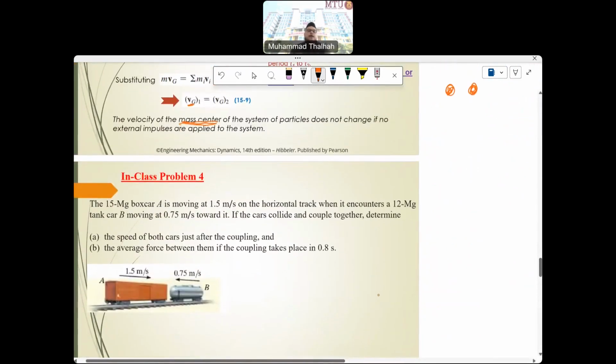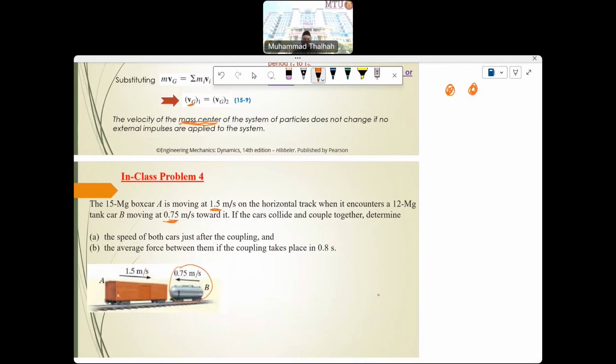So let's look at how things appear when there is no external force. Let's say, for example, this one: the cart on the left is, when this problem starts, already moving at 1.5 meters per second, and it encounters another tank car, a boxcar, moving 0.75 meters per second in the opposite direction.